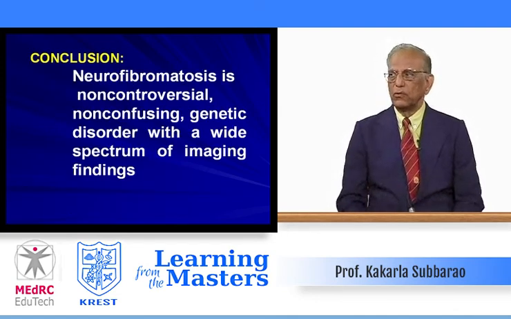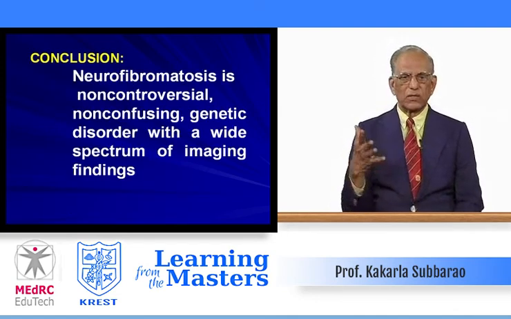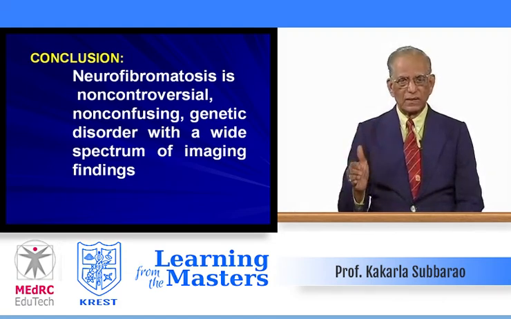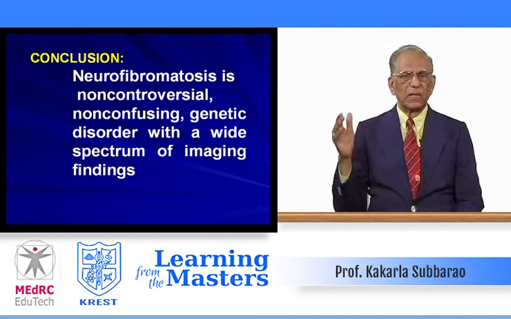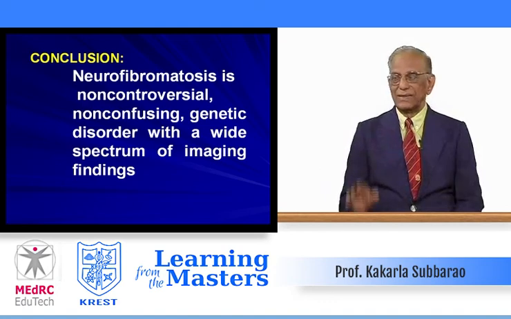Conclusion: neurofibromatosis is non-controversial today, non-confusing, because it's categorized specifically majorly into NF1 and NF2, although NF3, NF4, NF5, NF8 are also described. It is a genetic disorder, no question about it, with a wide spectrum of imaging findings.